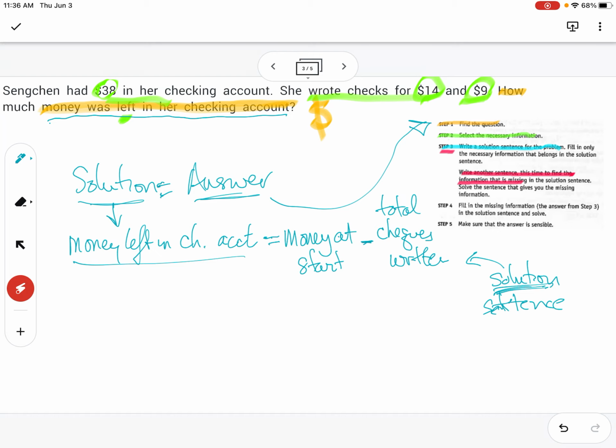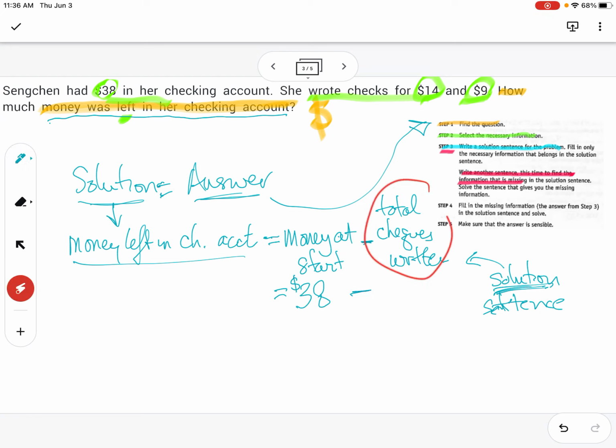Now, let's go back to these steps again. Write a solution sentence for the problem. Fill in only the necessary information that belongs in the solution sentence. So, what do I know? Let's start putting numbers into our solution sentence. So, the money left in the checking account, I don't know. That's what I want to find. That's the solution that I'm after. But the money at the start, I do know. That's the $38 that's sitting up here. That's the money that's in the account. So, I can say that the money left in the account is going to be equal to $38 take away.